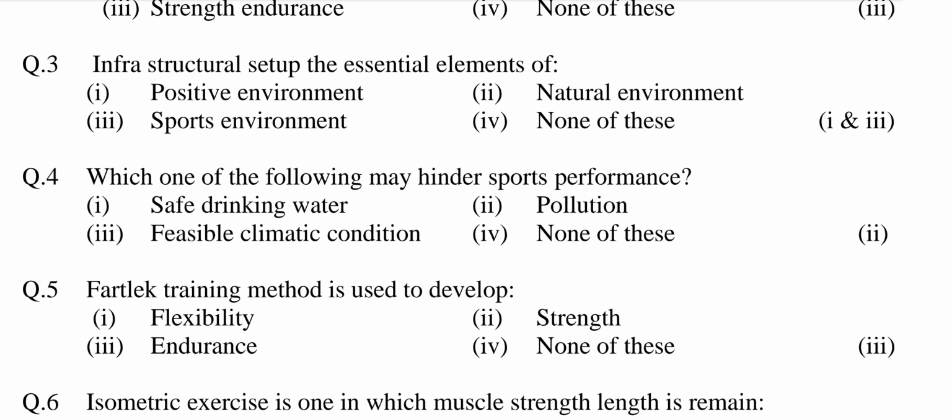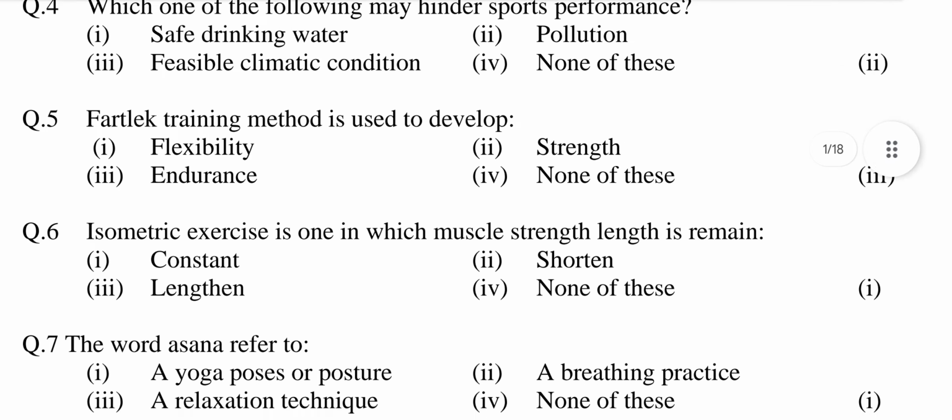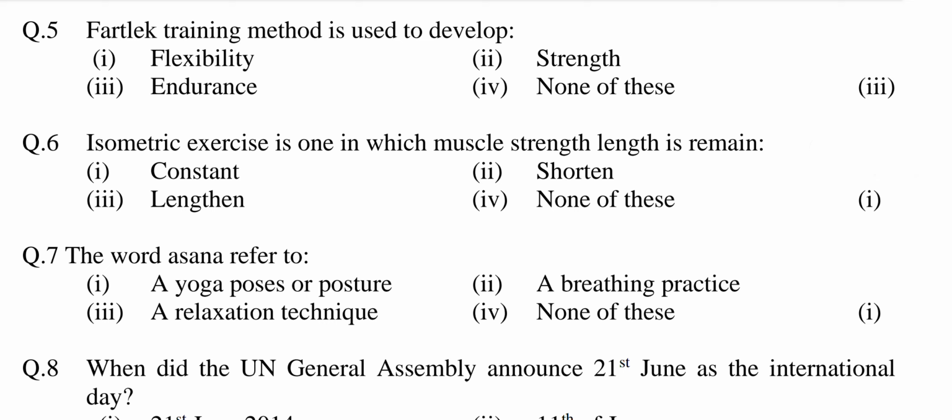Question number 5. Fartlek training method is used to develop: option first, flexibility; second, strength; third, endurance; fourth, none of these. Answer is option third, endurance. Question number 6. Isometric exercise is one in which muscle length remains: option first, constant; second, shorten; third, lengthen; fourth, none of these. Answer is option first, constant.